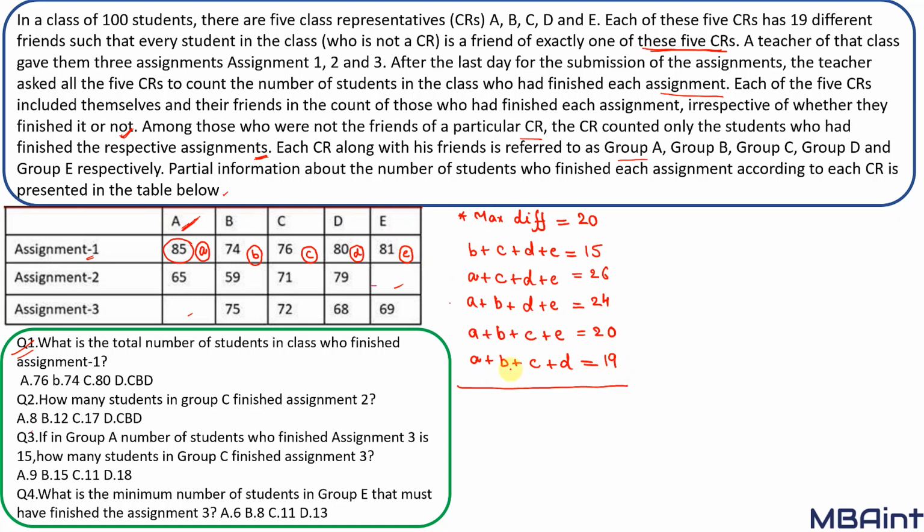Now if you have a very basic understanding of algebra, you must be knowing where I'm heading. Now if I sum this up, I'll get 4 A's, 4 B's, 4 C's, 4 D's, 4 E's. So that is A plus B plus C plus D plus E, and let's sum this up over here.